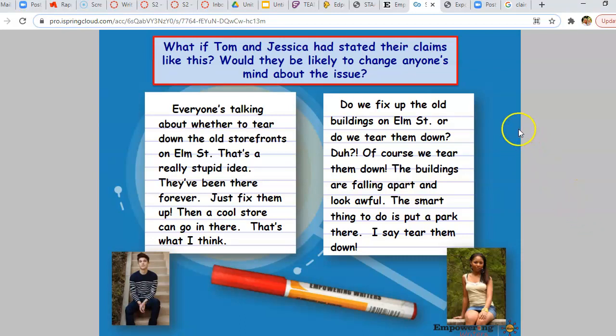Or if Jessica had said, do we fix up the old buildings on Elm Street or do we tear them down? Duh, of course we tear them down. The buildings are falling apart and look awful. The smart thing to do is to put a park there. I say tear them down.